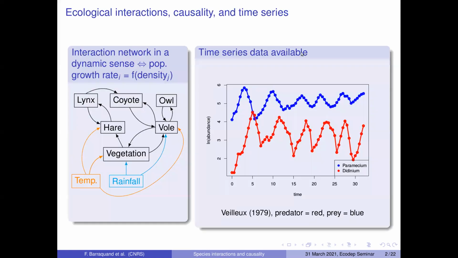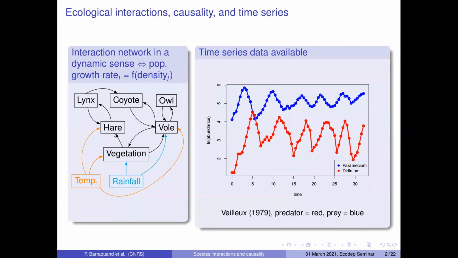In ecology, quite often, we want to reconstruct interaction networks. And interactions is a term that can have many meanings. So we need to define it a little bit. For the remainder of this talk, I will consider that there's an interaction in a dynamic sense if when I change the population density of one species, the population growth rate of the other species changes as well. So for instance, if lynx population size fluctuates, then it will make the coyote's population growth rate, the derivative, fluctuate in this small network.